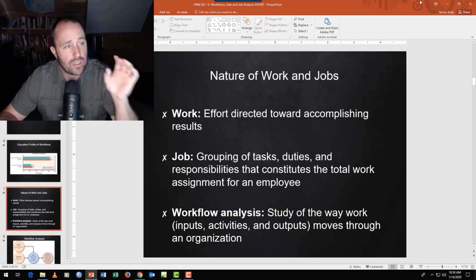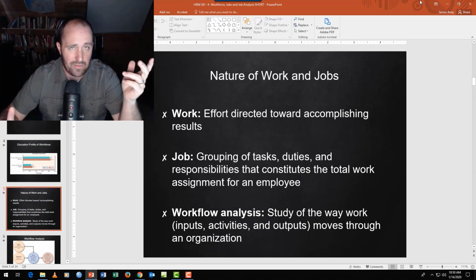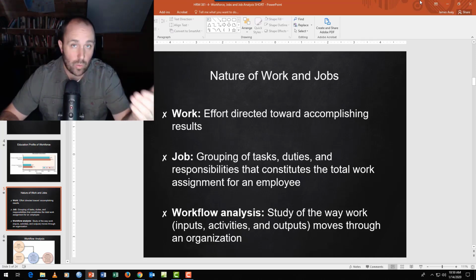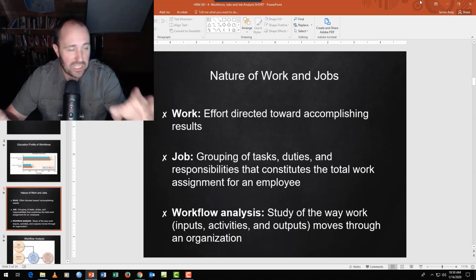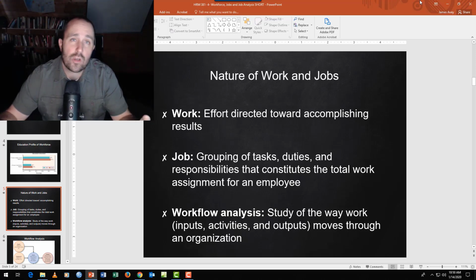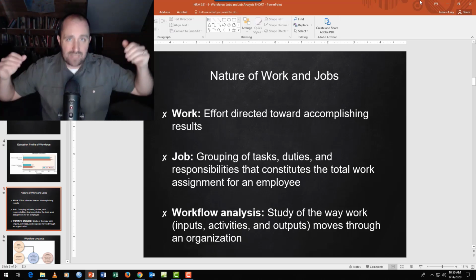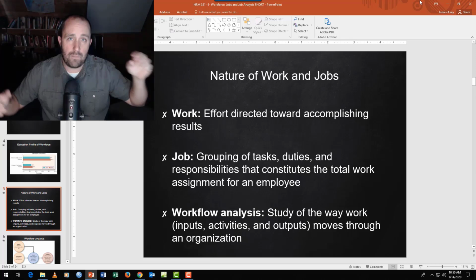In terms of work and jobs, a few definitions that I'll use throughout here that we need to know. Number 1, work. Work is just effort. That's all it is. So when I say somebody is going to work, applying effort towards some kind of result. And a job is a grouping of TDRs, of tasks, duties, responsibilities. And the job is basically all of their work.